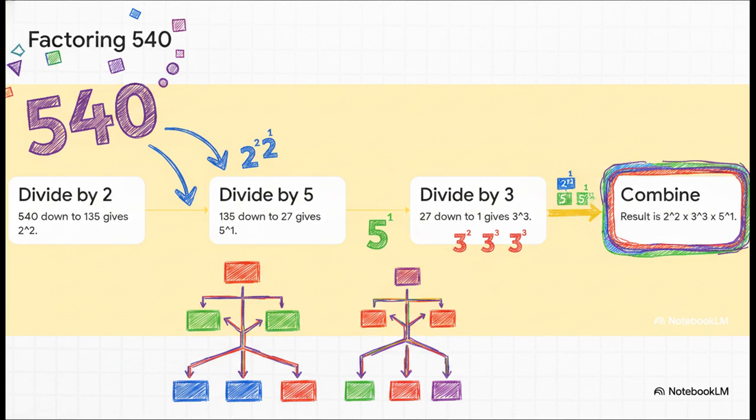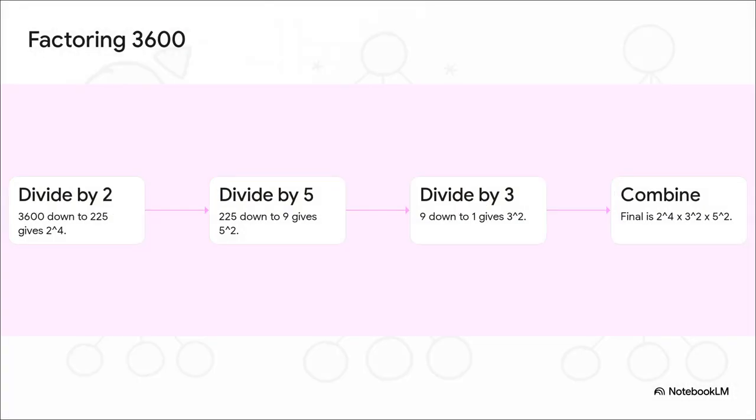Put it all together for our final answer, 2 squared into 3 cubed into 5 to the power of 1. Now for a really big number, 3,600. Don't worry at all, just follow the exact same steps.